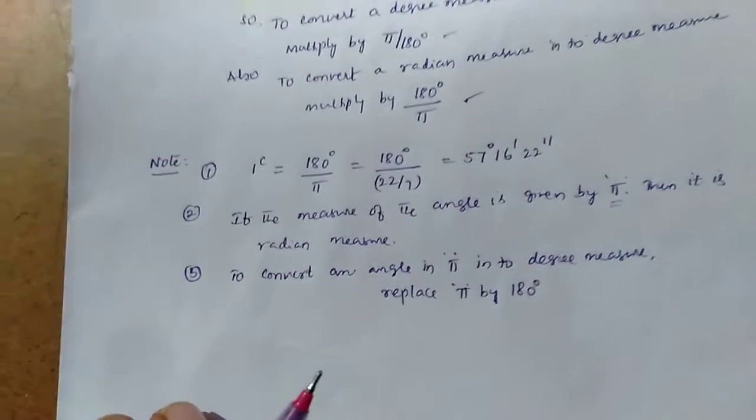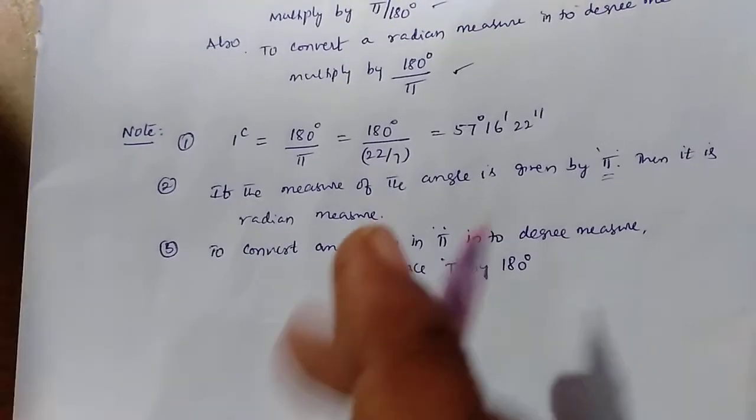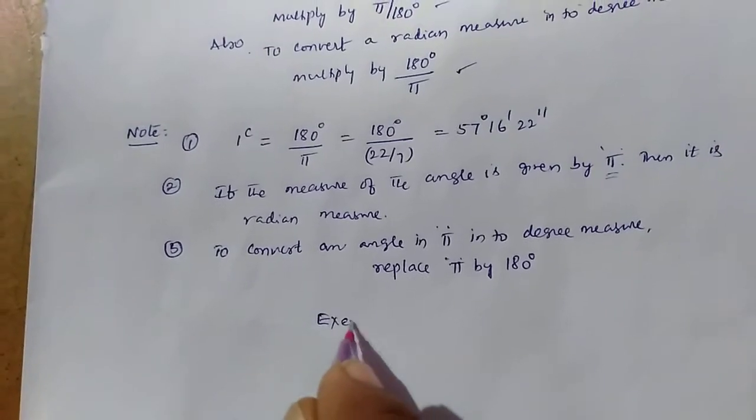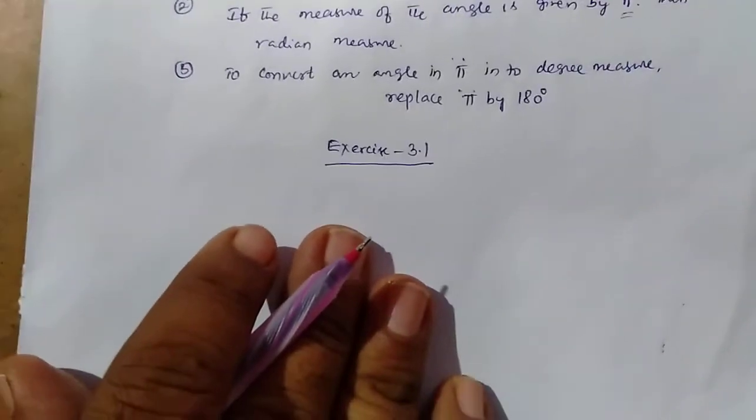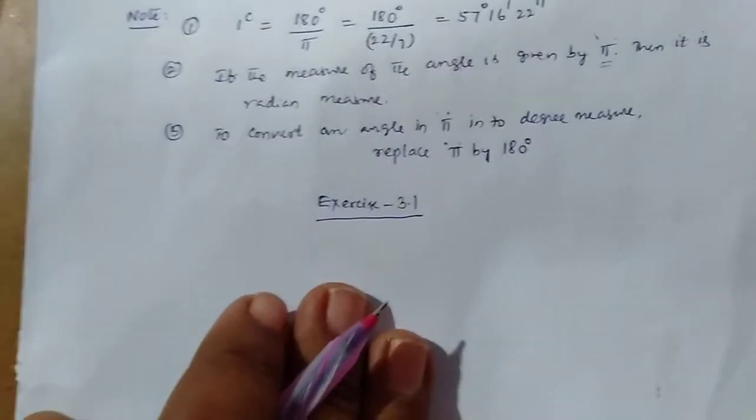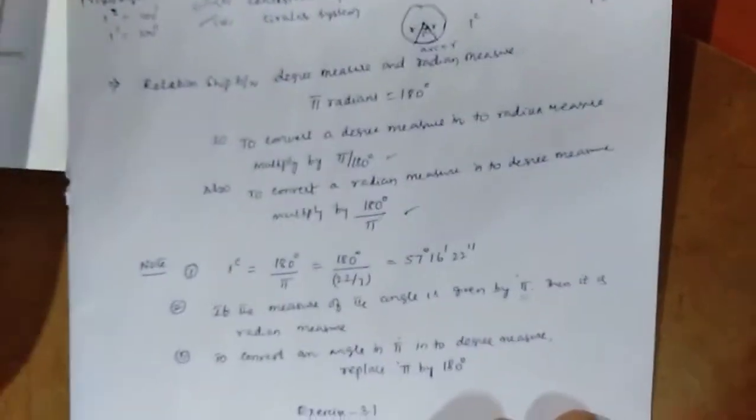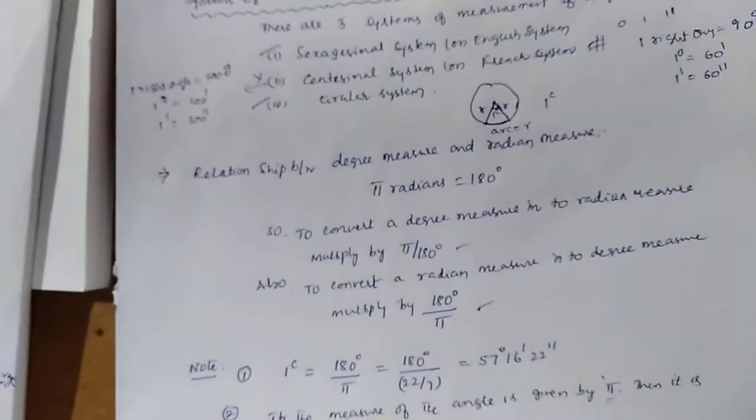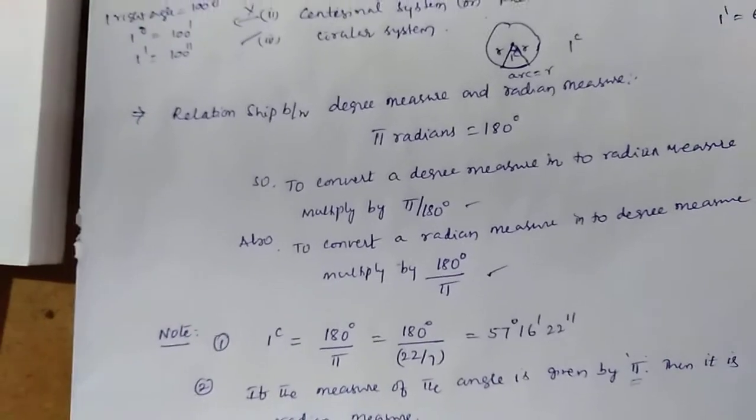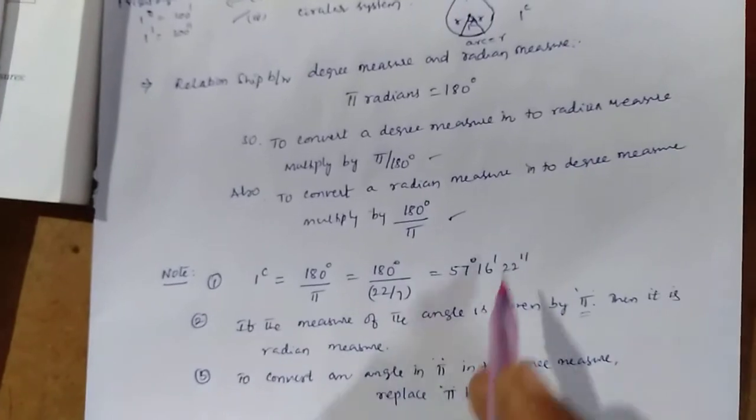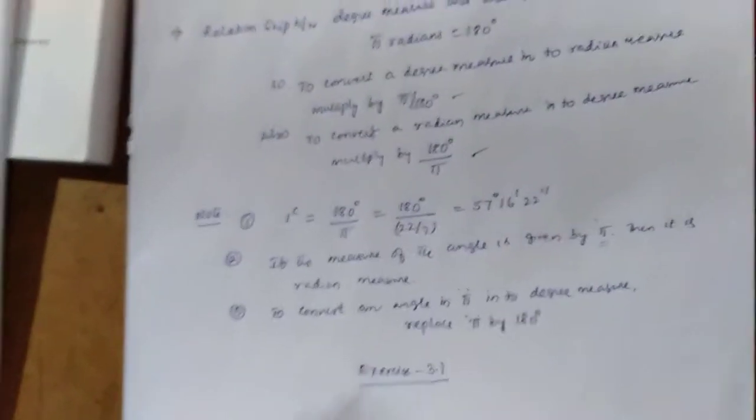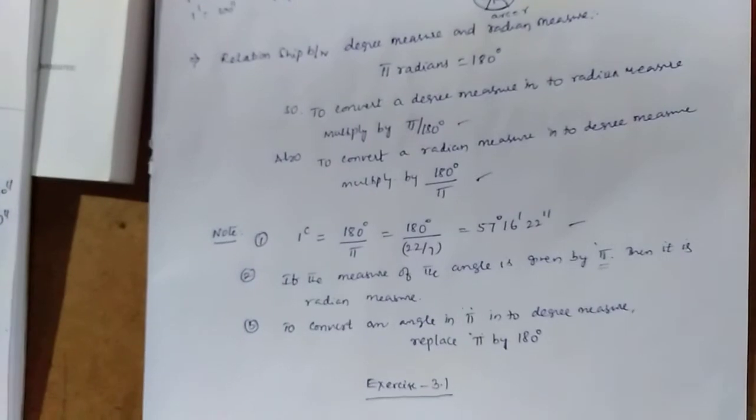Now, I'm coming to the problems in exercise number 3.1. Clear, all of you? To convert degree measure to radian measure, multiply with pi by 180. Similarly, to convert radian measure into degree measure, you multiply with 180 degrees by pi. And moreover, 1 radian is equal to 57 degrees, 16 minutes, 22 seconds. These things are useful for conversions.